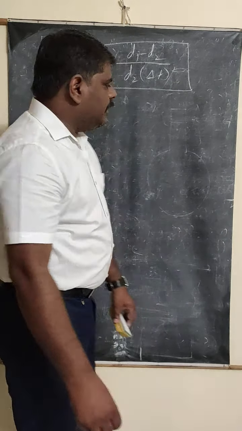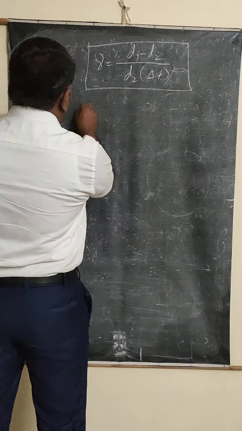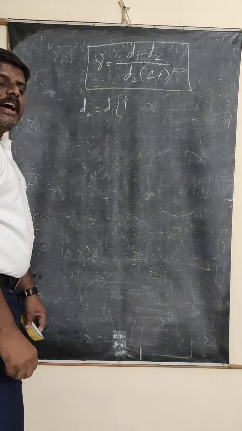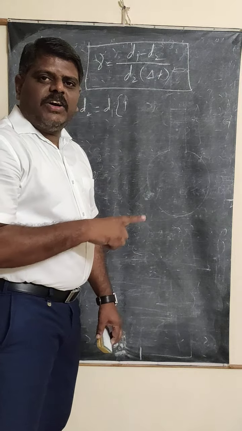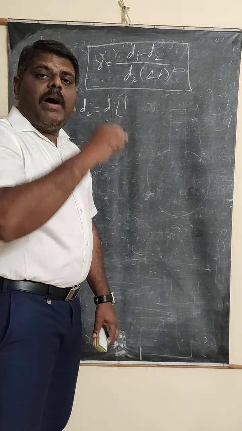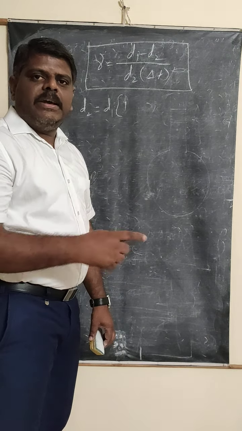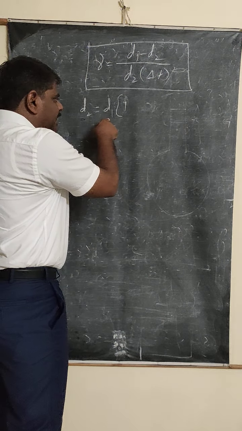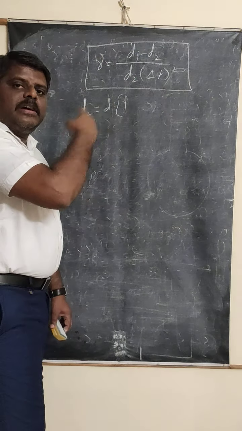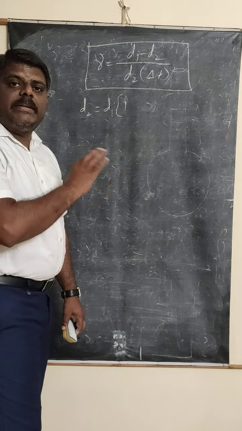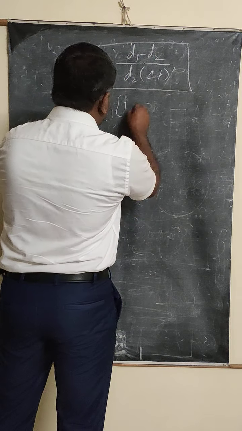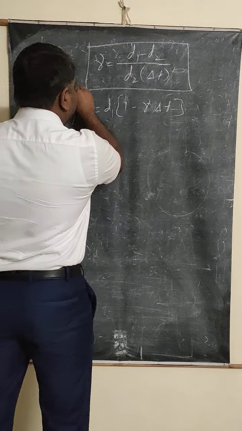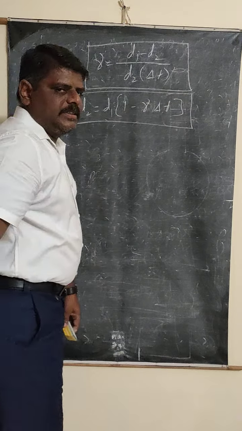If I write down the final value, what is the final density formula? Final density D2 is equal to D1 into 1 plus, or do we take minus? In the case of volume, if you increase the temperature, volume increases. But in the case of density, if you increase the temperature, density decreases. D2 is the final density, D1 is the initial density, and the final density should be less. Less means minus. You must remember this difference. So D2 equals D1 into (1 minus gamma into delta T). This is the final density formula in the case of solids.